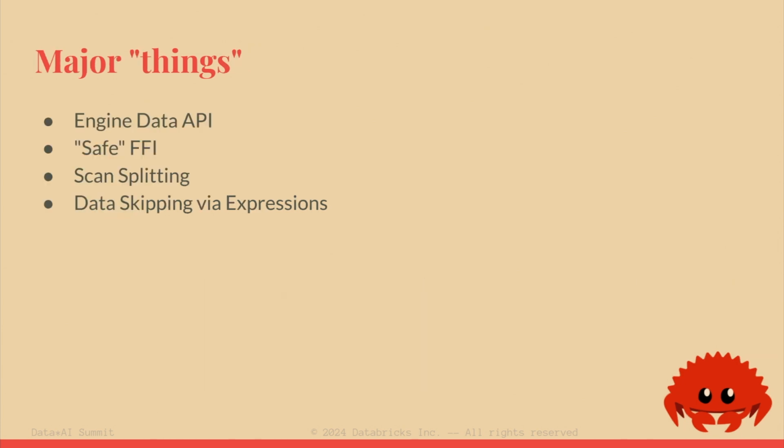Some of the major things that were in this release. As I mentioned, we have this engine data API. This is an important piece that talks about how the engine manages to read some data in its format and then still let the kernel poke at it in the ways that it needs to.